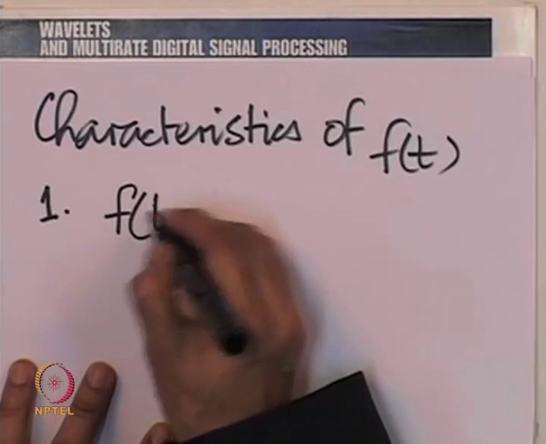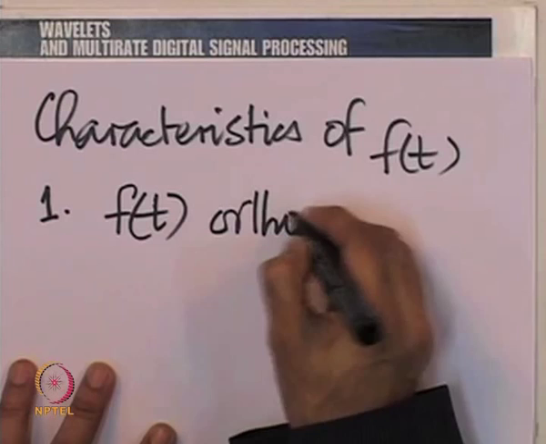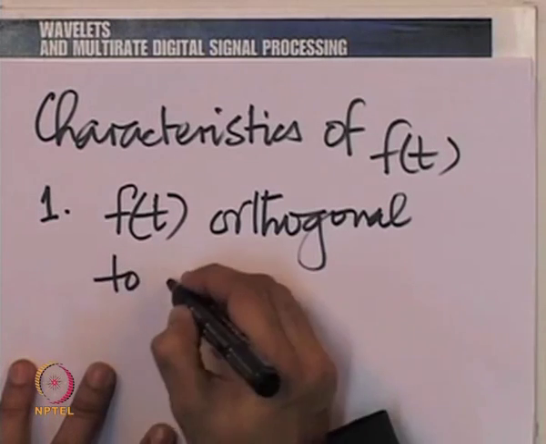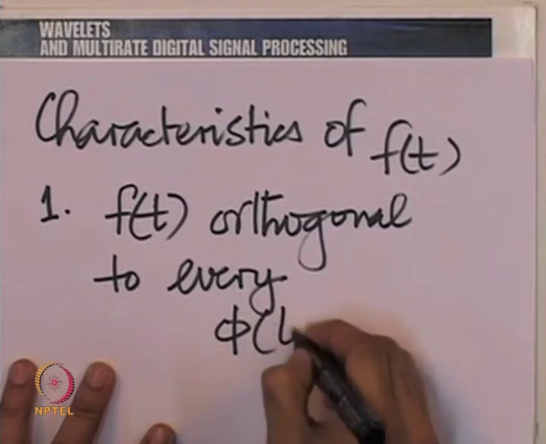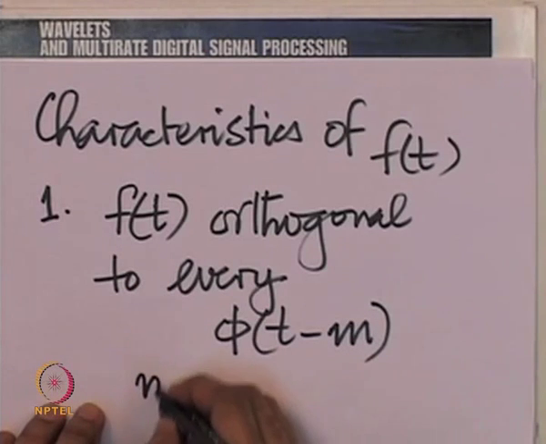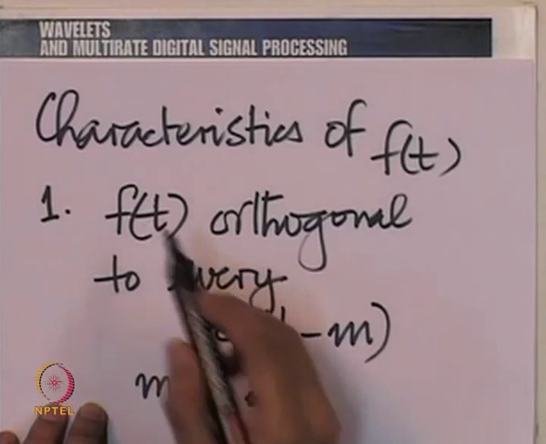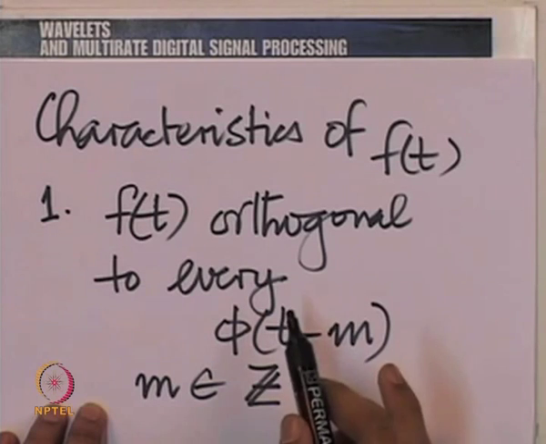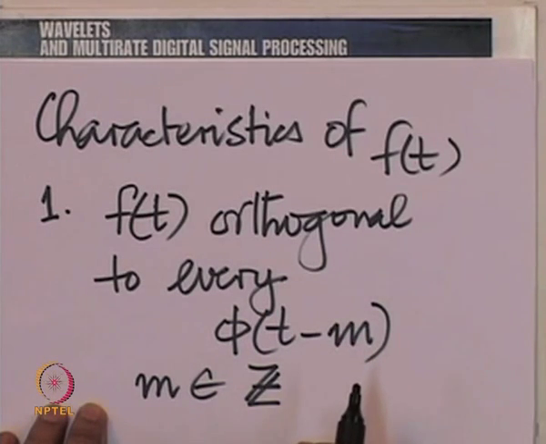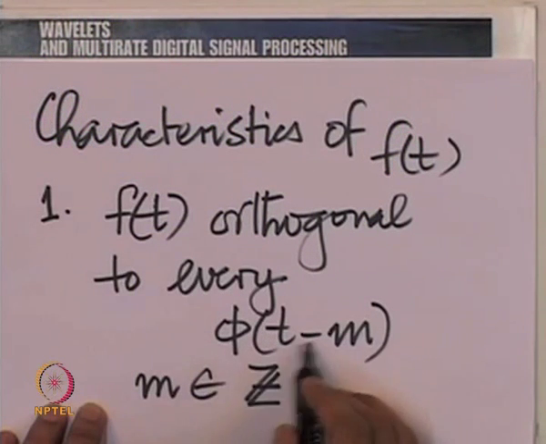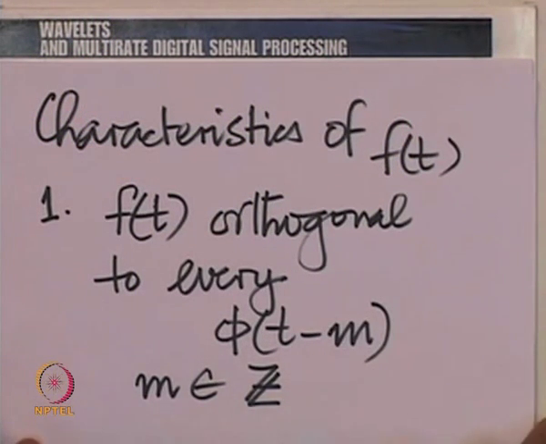One, f t is orthogonal to every translate of phi t, phi of t minus m, m integer. That is because phi of t minus m for all integer m forms an orthogonal basis for the space V0. And since f t is orthogonal to every function in V0, remember that is how we describe this incremental subspace as being the novelty in V1 over V0, novelty in the sense of dot products. So, f t is orthogonal to every phi t minus m, m over the set of integers, which of course gives the complementary property.